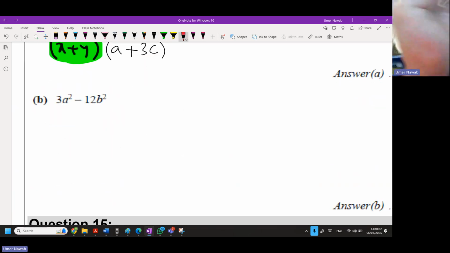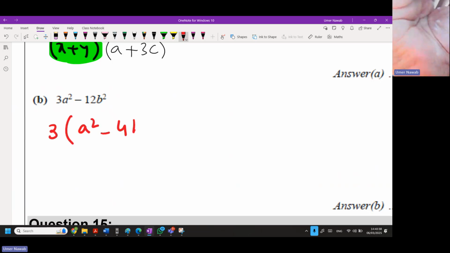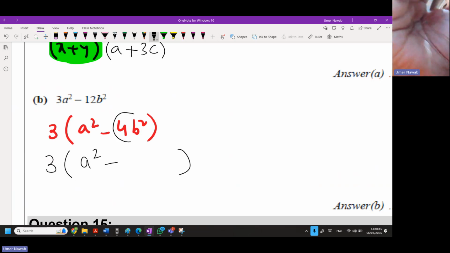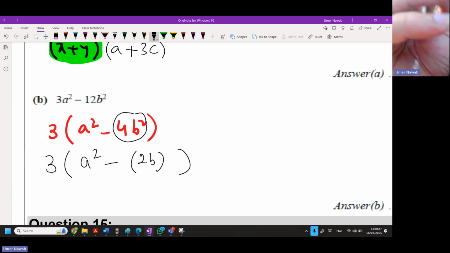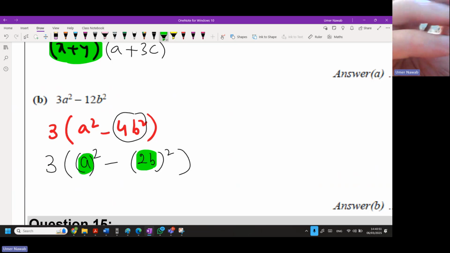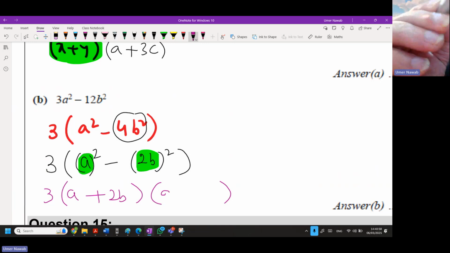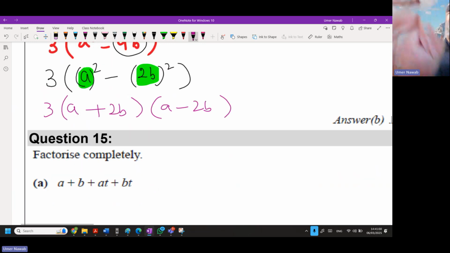Now, in this case, guys, I have 3a squared minus 12b squared. I'm going to take 3 common. So a squared minus 12 divided by 3 gives you 4b squared. Guys, again, try to understand, 3 is outside. I'm going to write here a squared, and 4b squared can be written as 2b whole squared. So now my a is a and my b is 2b. What is the difference of two squares formula? Two brackets. So a plus 2b and a minus 2b will be my final answer.